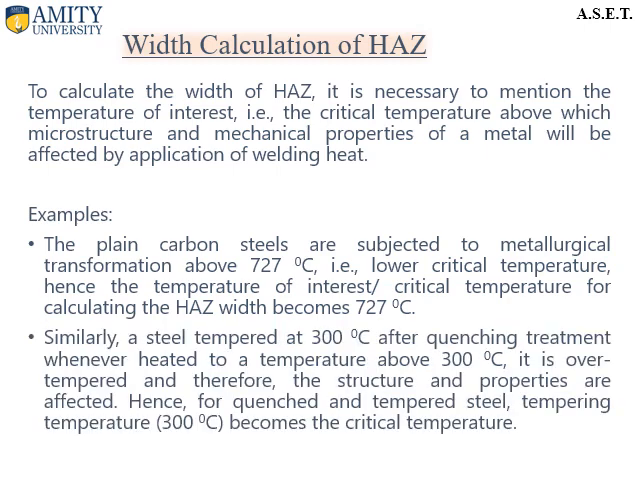Similarly, for steel tempered at 300 degrees Celsius after quenching treatment, whenever it is heated to a temperature above 300 degrees Celsius, it is over tempered and therefore the structure and the properties are affected. Hence, for quenched and tempered steel, the temperature of tempering, which in this case is 300 degrees Celsius, becomes the critical temperature used for the calculation of the heat affected zone.